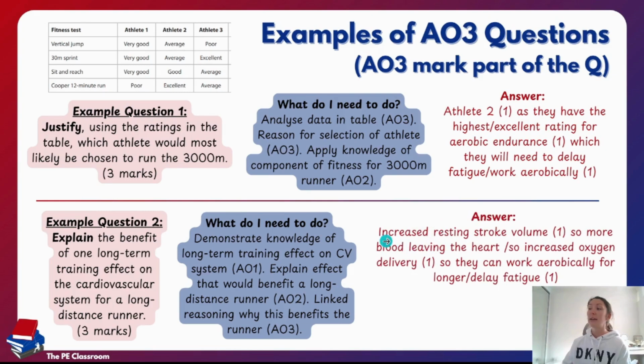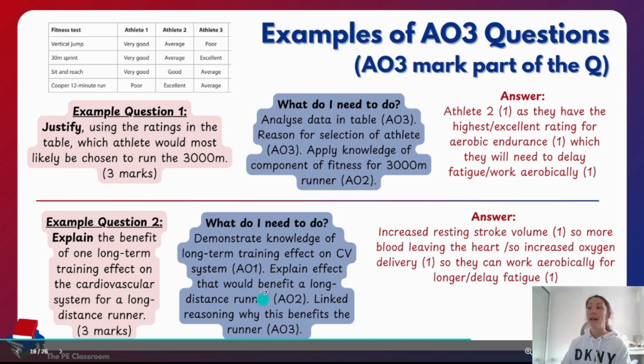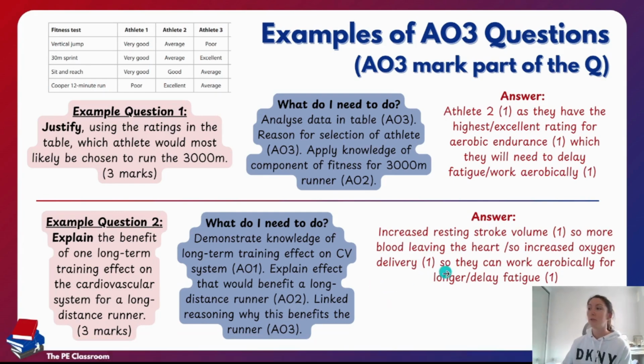So for this, obviously there's plenty of answers you could say, but an increased resting stroke volume would be your 1 mark. So more blood leaves the heart, so that there's an increase in oxygen delivery, and then therefore they can work aerobically for longer, or without getting fatigued. So that would be your 3 marks there. So this is quite a simple question in terms of, like, it's got an AO1 point, an AO2 point, and then an AO3 point, because you've got to explain your reasoning and how that affects them in that sport.